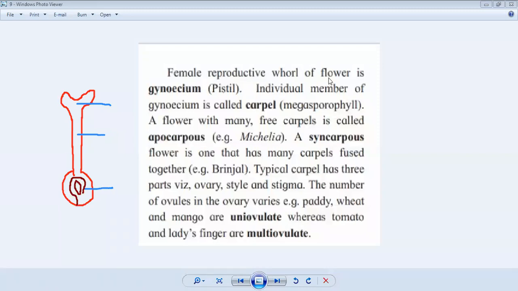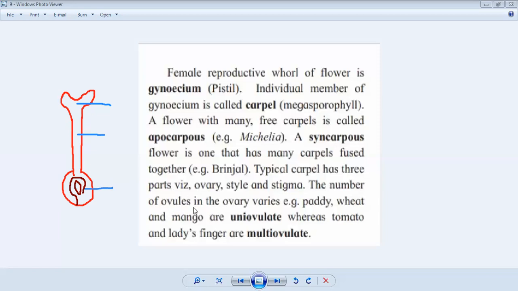The female reproductive whorl of the flower is the gynoecium, which is commonly called a pistil. Individual member of gynoecium is called a carpel, that is a megaspore. A flower with many free carpels is called apocarpous, for example Michelia. And a syncarpous flower is one that has many carpels fused together, for example the brinjal. A typical carpel has three parts, ovary, style, and stigma. जैसे कि हम लोगों ने अभी भी देखा stigma, style, and ovary. तो तीन हिस्से होते हैं एक सिंगल कार्पेल के.